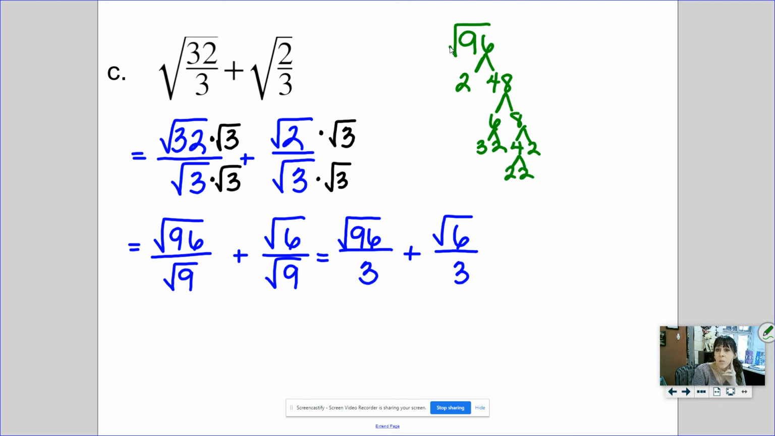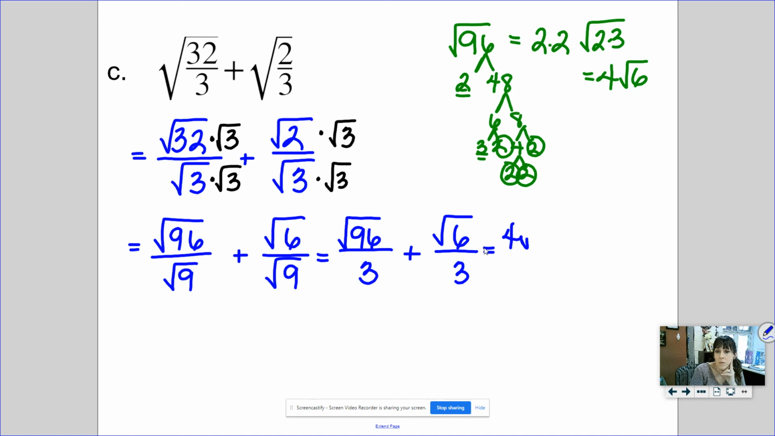So this is a square root, so I'm looking for 2 of the same thing. There's one group, there's another group, and then I think I have extras. So this is going to be 2 2's removed, and a 2 and a 3 still left, which would equal 4 radical 6. So square root of 96 can be rewritten as 4 radical 6. Radical 6 does not simplify.